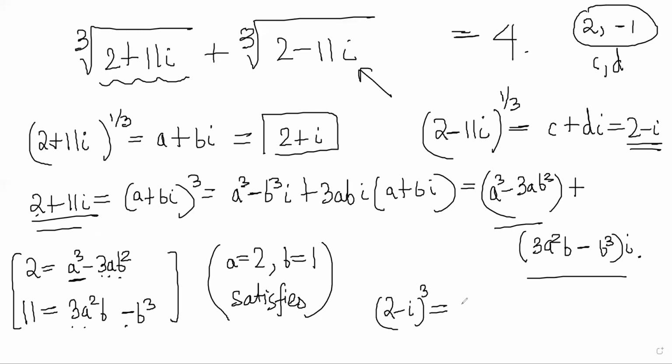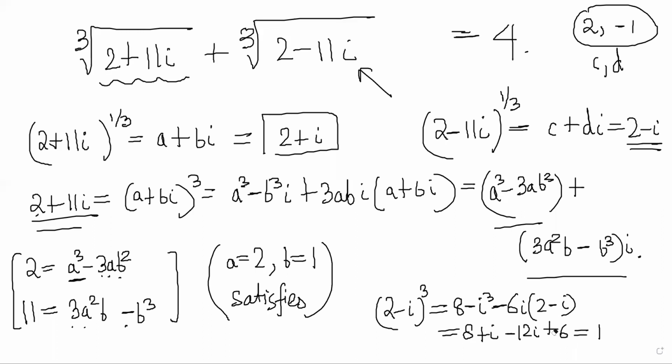Let's see what happens. It is 8 minus i cube minus 6 minus 3ab, so minus 6i, times 2 minus i. So that becomes 8, minus i cube is basically minus i square into i, so that is plus i, minus 12i, minus 6i square, so plus 6, right? So this is becoming 14. I feel like I made a mistake somewhere. Why is it coming 8 plus 6? It should be 8 minus 6. So let's see. It is plus 6i square. Yeah, correct. I have made a silly mistake.